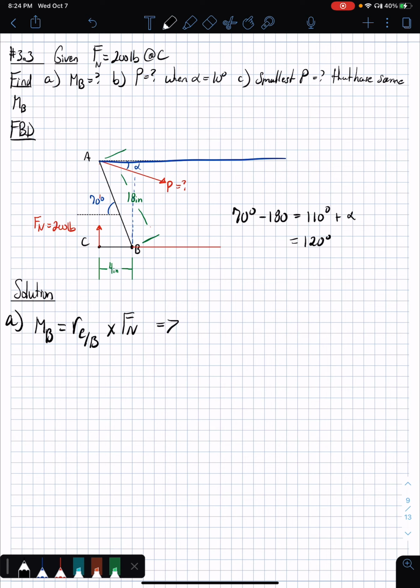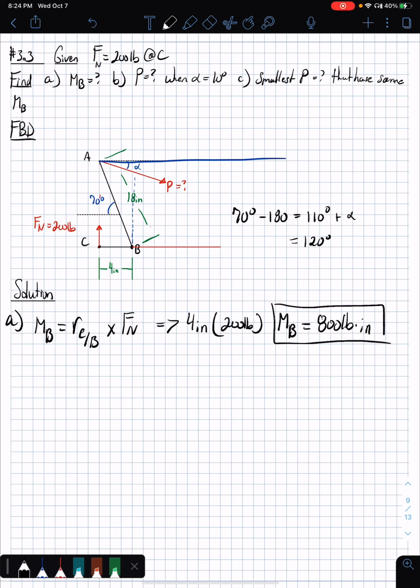Since we have been given all of the data, we can just simply plug it right on in. Our distance between B and C is 4 inches, crossed with our force, which is 200 pounds. Therefore, our moment about B will equal 800 pound-inches. Do note this notation. That is how you state a moment. If you leave off your inches, you will lose points. Alright, pretty quick and easy.